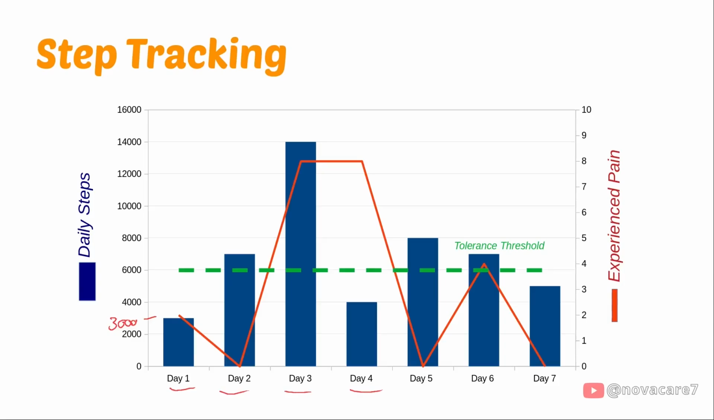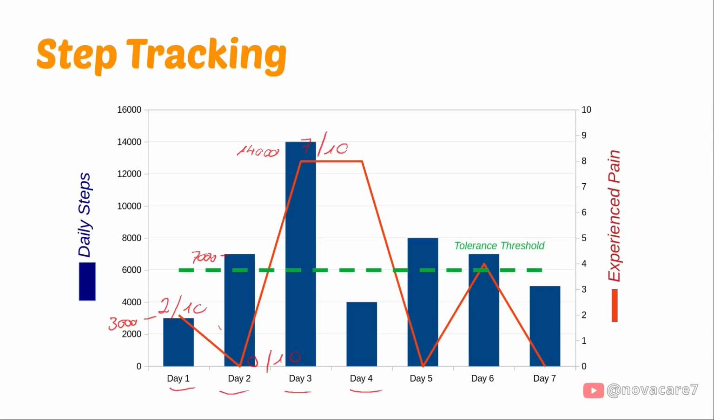On day 2, we did 7,000 steps. And on day 3, we did 14,000 steps. Then the red line represents the pain levels we got each day on a scale from 1 to 10. So first day we got a little bit of pain, which is 2 out of 10. On the second day we got absolutely no pain, which is 0 out of 10. And then on the third day we got a lot of pain, a 7 out of 10, and so on.